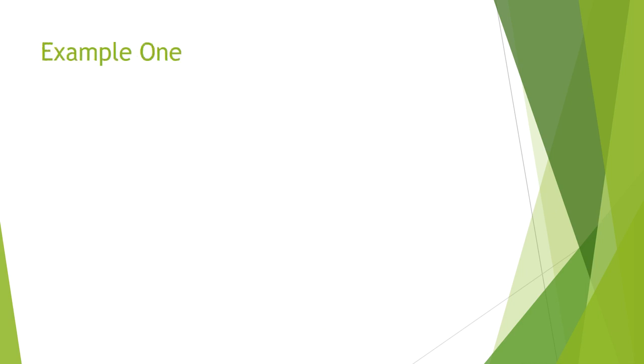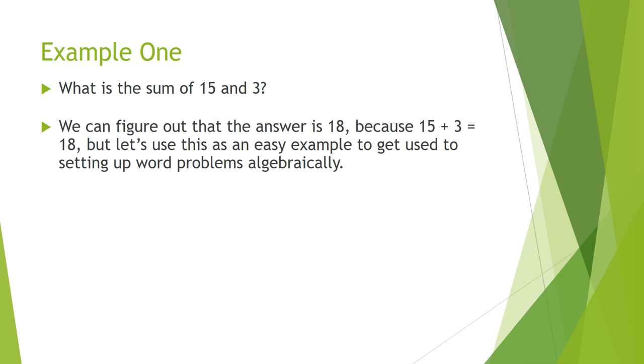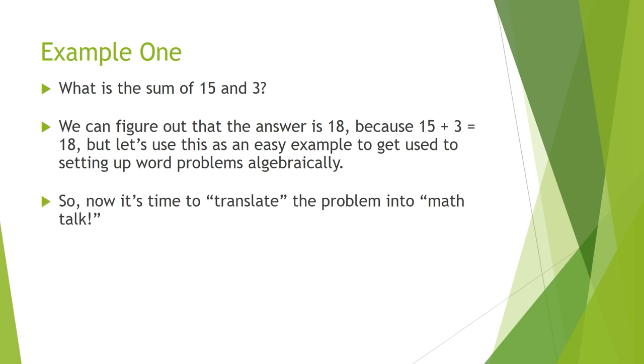So example 1. What is the sum of 15 and 3? Let's break this one down. We can figure out the answer, 18, just in our heads, because this is a pretty straightforward example, because 15 plus 3 is 18. We're going to use this example, even though it's easy, to get used to setting things up algebraically. So we're going to translate it into math talk.